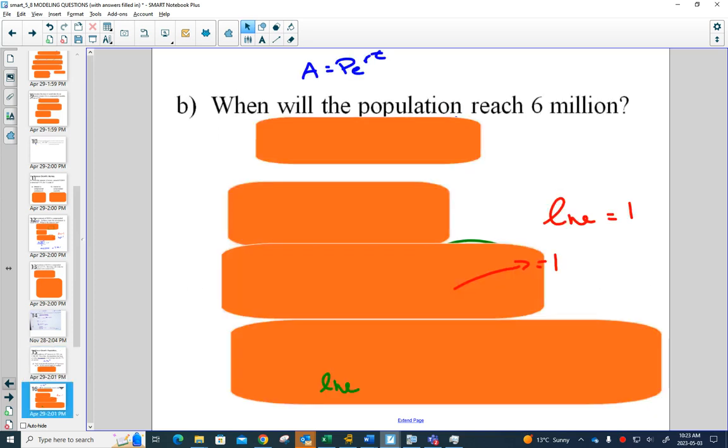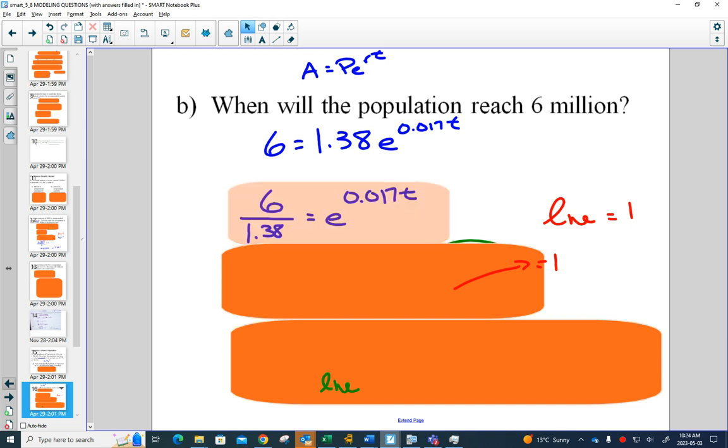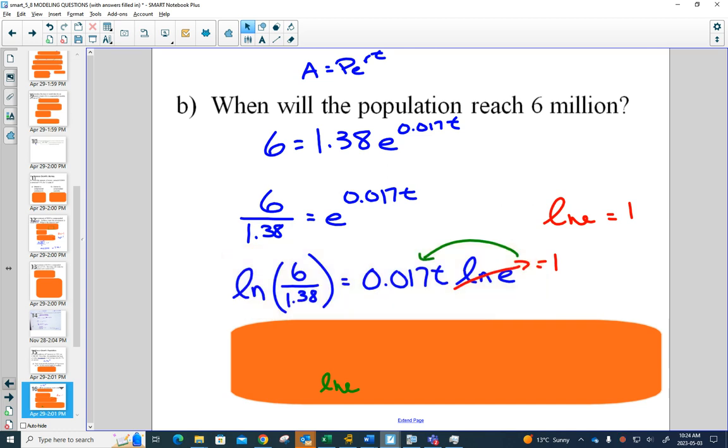So then the question is, well, we'll run into problems in Vancouver when we reach 6 million people. When is that going to happen? So again, plug it into this PERT formula, and I changed 6 million to 6 and 1.38 million to 1.38. And then we're solving for t, so again, I get my power by itself, use my natural logarithms, which would allow that exponent to come out in front, and of course the natural log of e is 1.